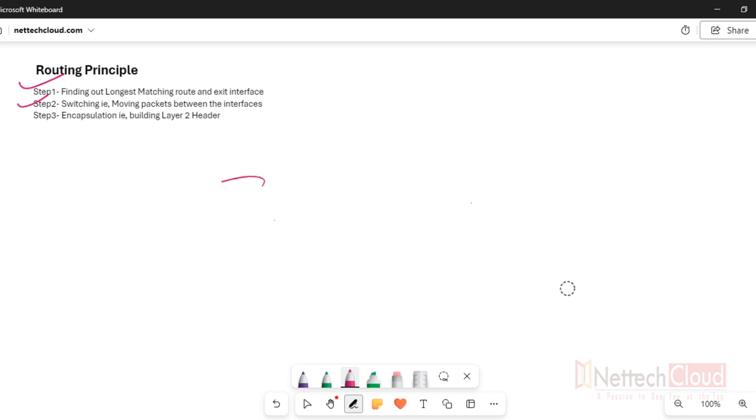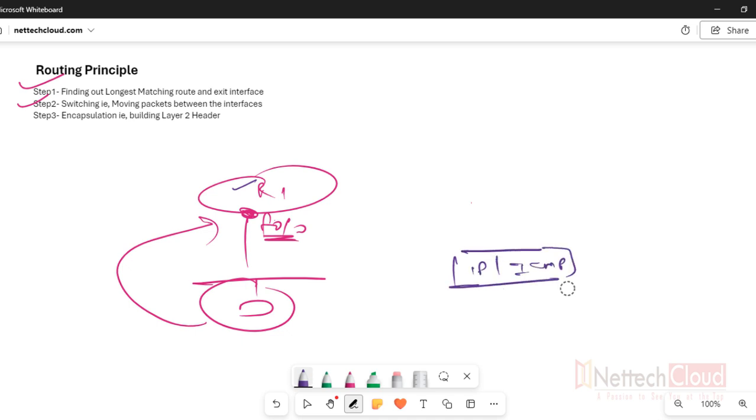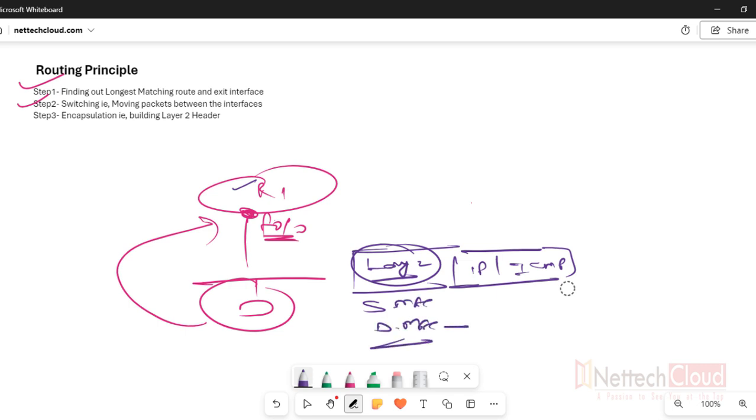What about the second step? So now the ingress interface here is F0/0, right? So how will this ping packet be sent to R1? A ping packet means IP, ICMP, encapsulated further, and here is the layer 2 header, that is source MAC and destination MAC. So the destination MAC would be the R1 MAC address, the gateway MAC address, and the source you understand, and here, for error checking, the frame check sequence, right?